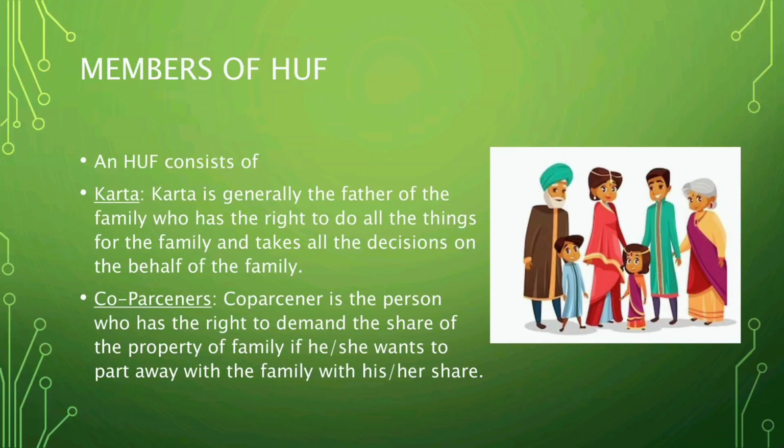Co-parcenary can extend to four degrees of the family hierarchy in the following manner: the first degree, second degree, third degree, and fourth degree. The first degree holds the ancestral property for the first time. The second degree consists of the sons and daughters. The third degree is of the grandsons, and the fourth degree is of the great-grandsons.